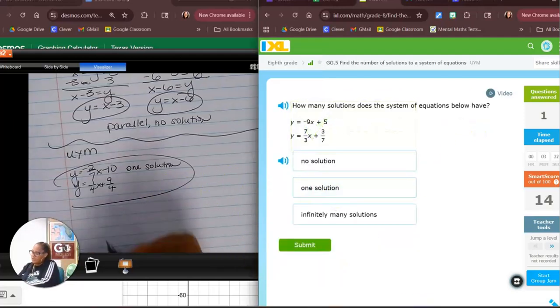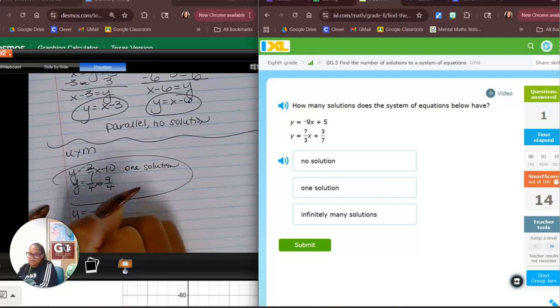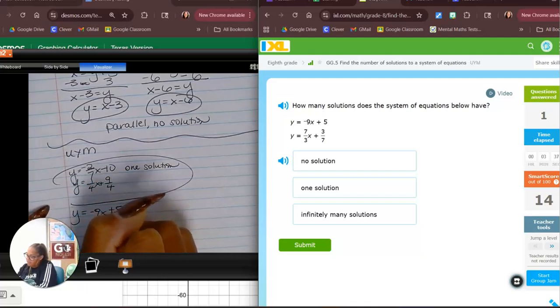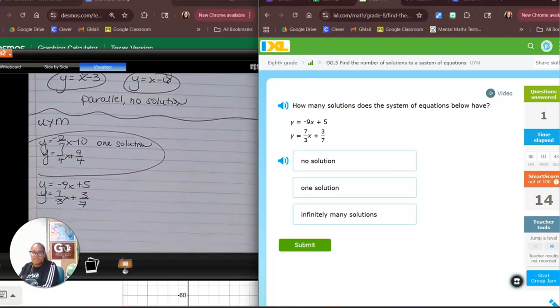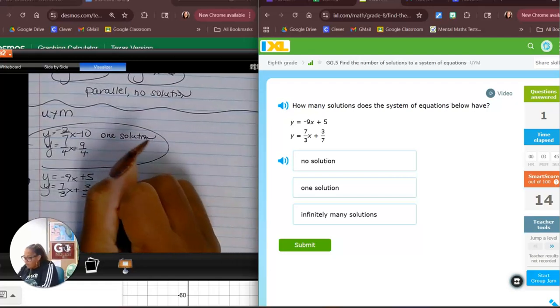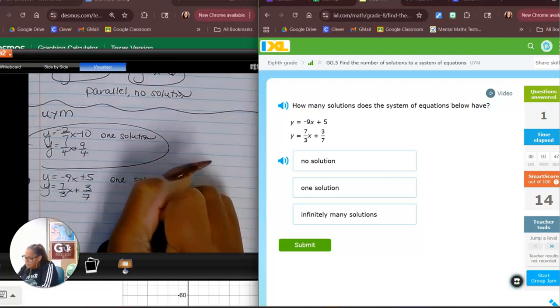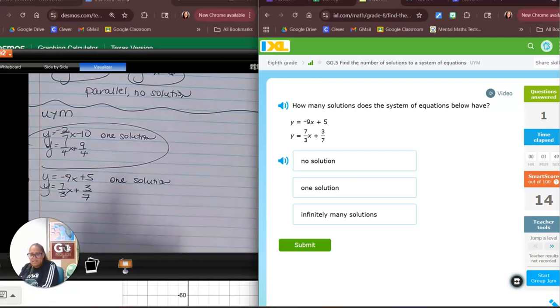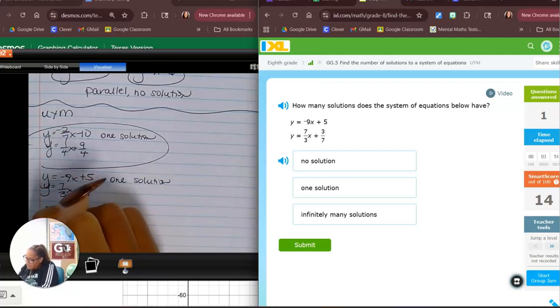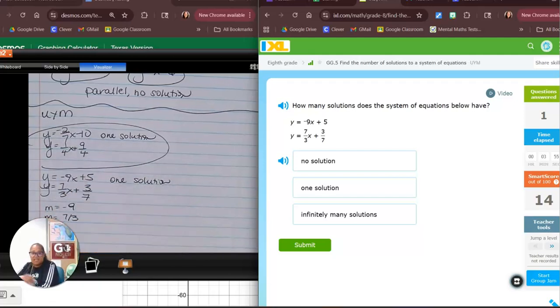All right, so let's do the next one. Y equals negative 9x plus 5, and y equals 7/3 x plus 3/7. I know that these have different slopes, so there will be one solution. I really don't need to graph these in Desmos. I need to look at one slope is negative 9 and one slope is 7/3. These are not the same, so they're going to cross once.